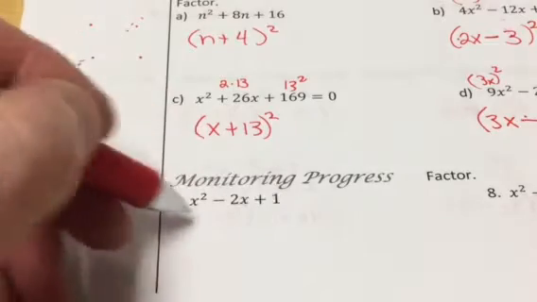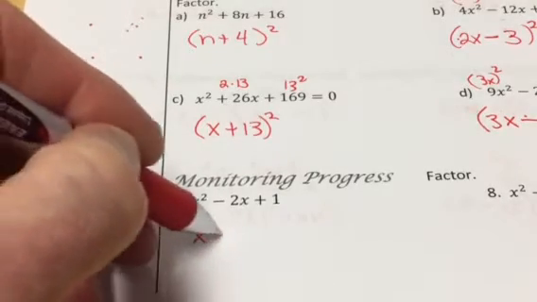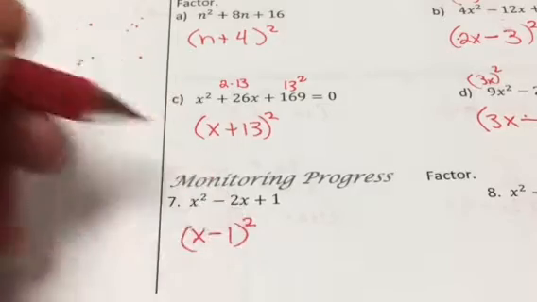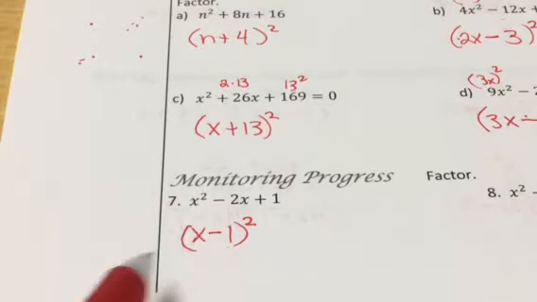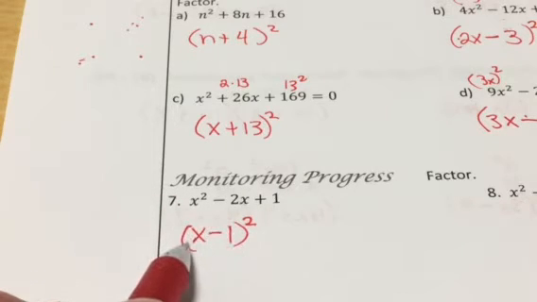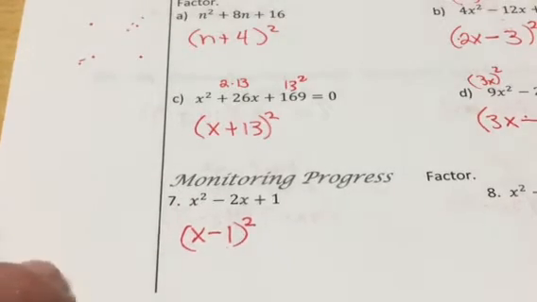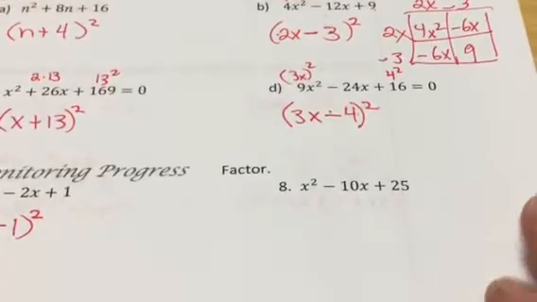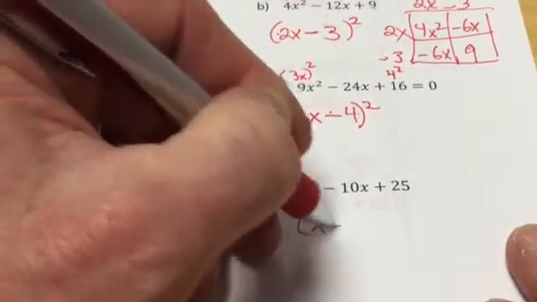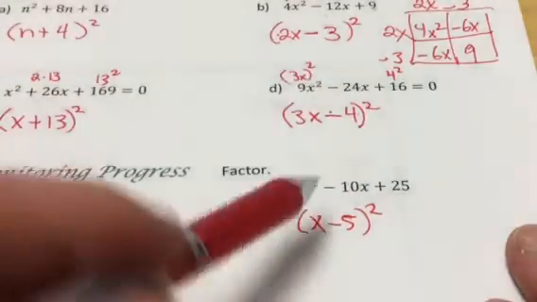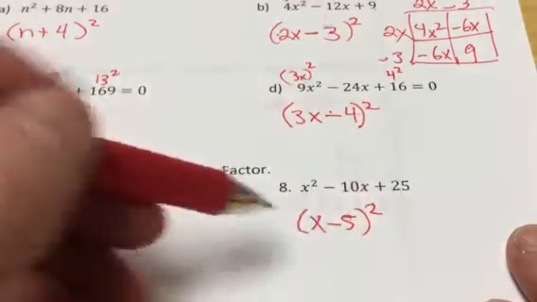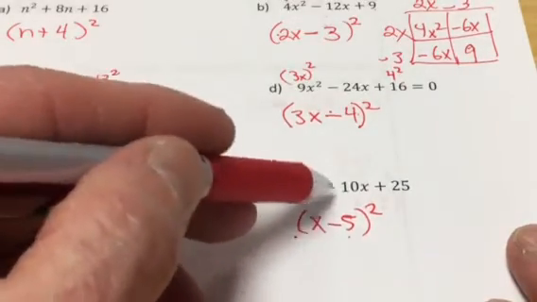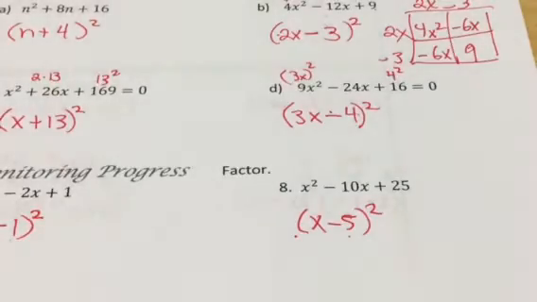And number 7, this is just going to be x minus 1 squared. It works that way because 1 times 1 is 1. X times x is x squared. Negative 1 times x is negative x. Double it, it's negative 2x. Over here, this is going to be x minus 5 squared because x times x is x squared. Negative 5 squared is 25. Negative 5 times x doubled is negative 10x.